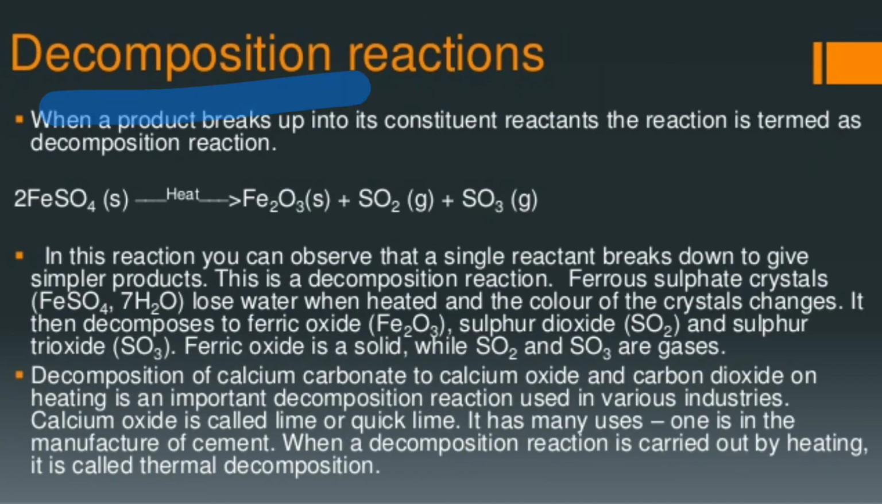Next one is decomposition reaction. This is completely opposite to the combination reaction. When a compound breaks up into its constituent parts, the reaction is termed a decomposition reaction. Here is an example. FeSO4 breaks down into Fe2O3, SO2 plus SO3. Here we can see that a single reactant is splitting up into two or multiple products. This is known as decomposition reaction.